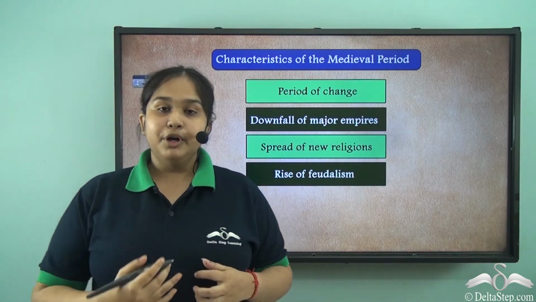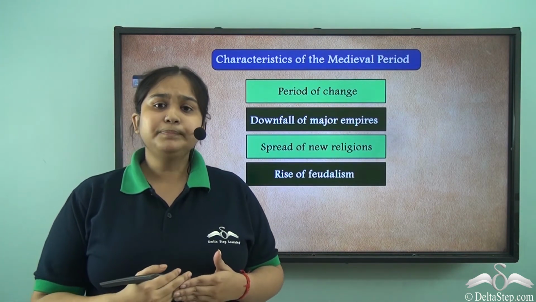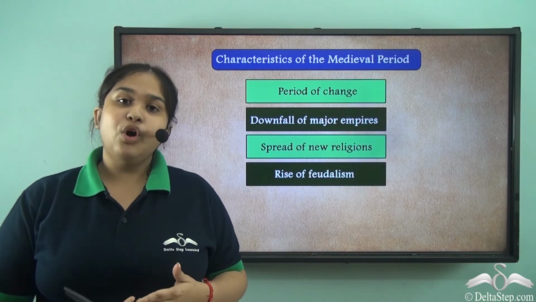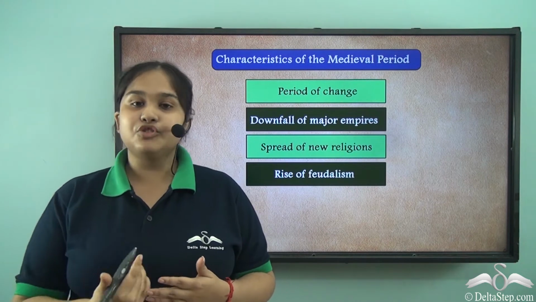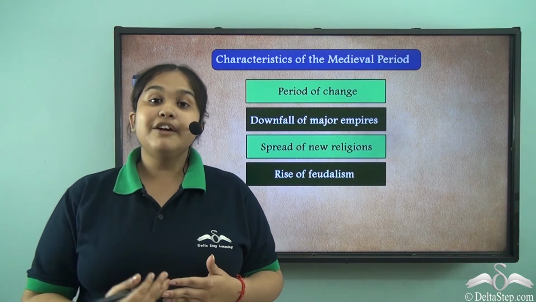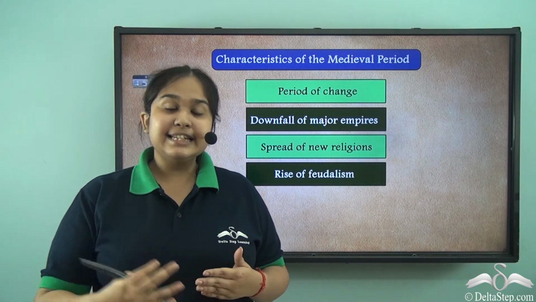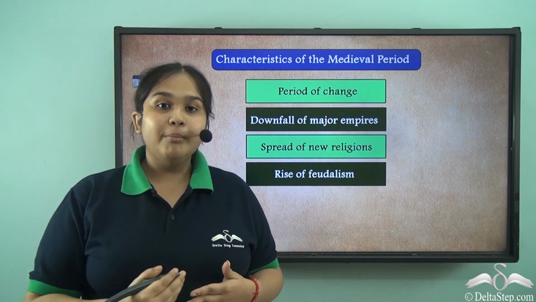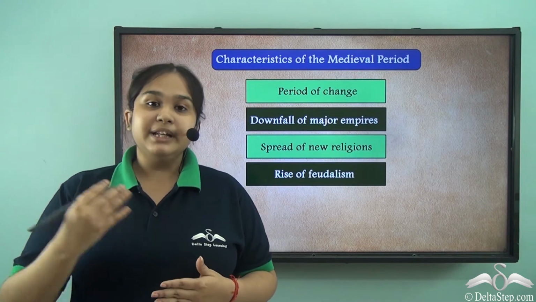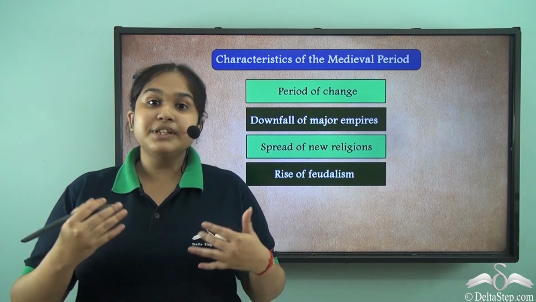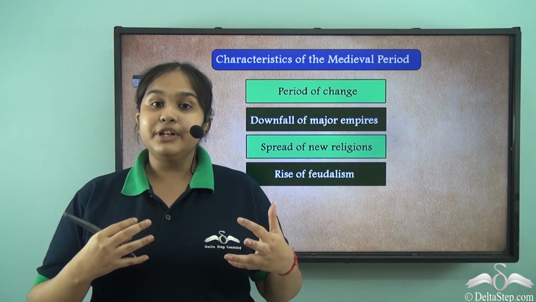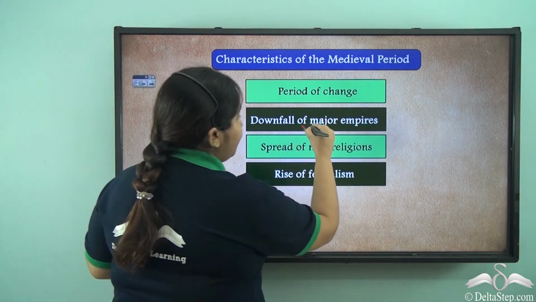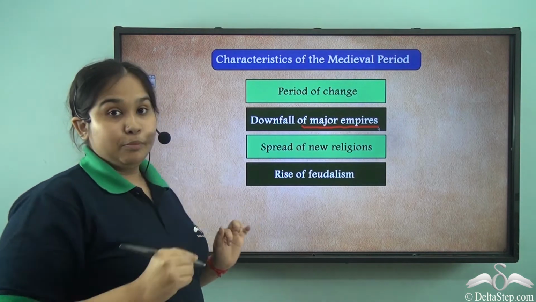Now, if you remember, we have already discussed the context in history and how it depends on the region that history belongs to. But we have also discussed that these characteristics of a particular period are often very common in nature, right? So in medieval times, we already know that this was a period of transition, a period of change. But it was also the period where the downfall of major empires took place.